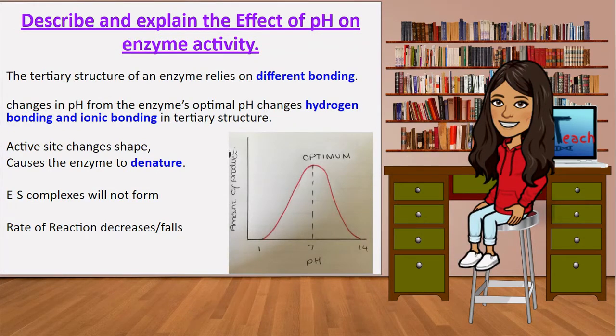So if we do a describe and explain question, the first thing I would advise is for you to refer to the different bonding of the tertiary structure of the enzyme and how the changes in the pH will affect the hydrogen and the ionic bonding in that structure. You will need to explain that this causes the enzyme to denature and go on to say that the enzyme substrate complexes do not form, and so the rate of reaction falls, as is illustrated in the graph here.